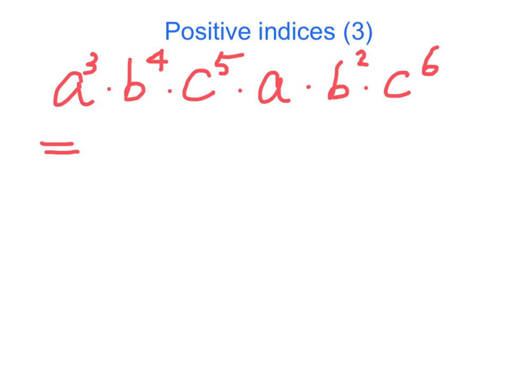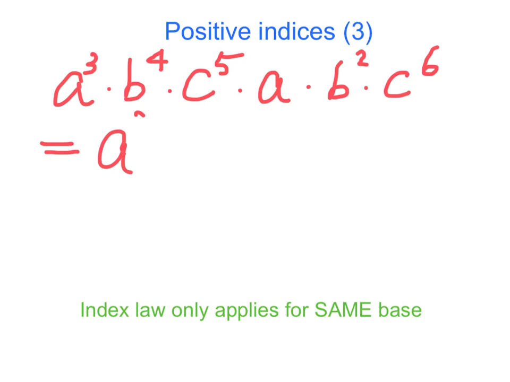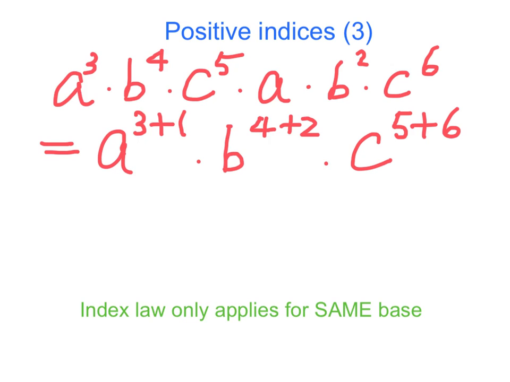So what will happen if there are more letters, or what we call different bases? Just like this example, you can see a, b, and c. So do remember the index law can also be applied, but only with the bases being the same. Just like this, for the base of a, we have 3 plus 1, and grouping the base with b together, this is 4 plus 2, and the base with c is 5 plus 6. That means you are using the index law 3 times. So the answer will be a to the power 4 times b to the power 6 and c to the power 11.